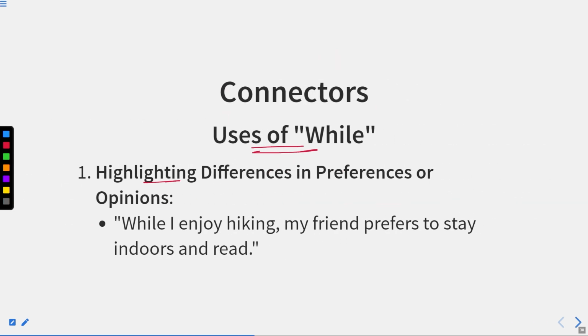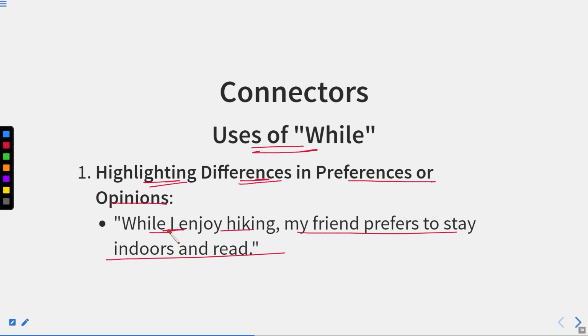Uses of while, first of all, highlight differences in preferences or opinions. For example, while I enjoy hiking, my friend prefers to stay indoors and read. Now, there are two types of situation. First, about I, who enjoys hiking. Whereas, on the other hand, my friend prefers to stay indoors and read.